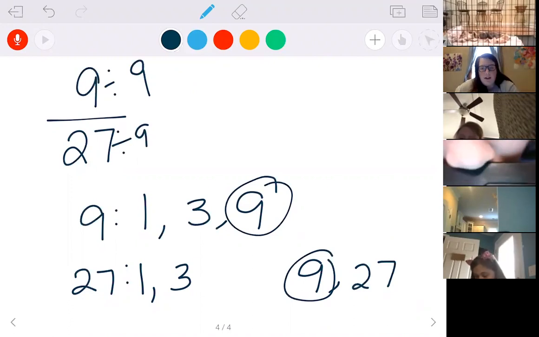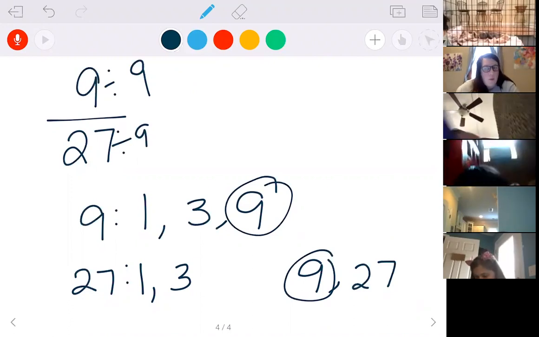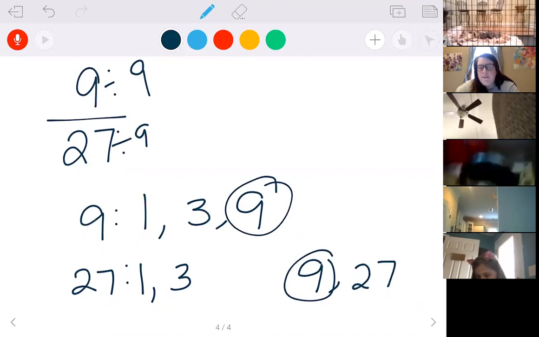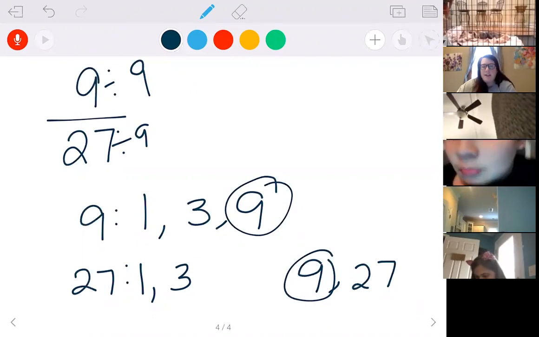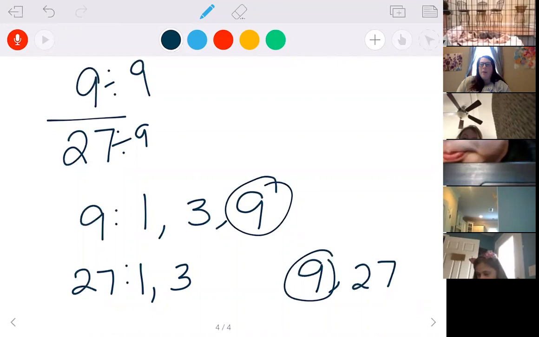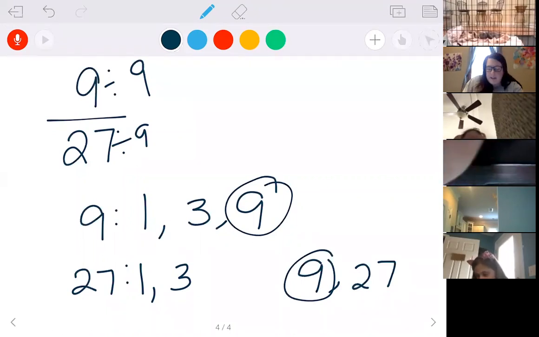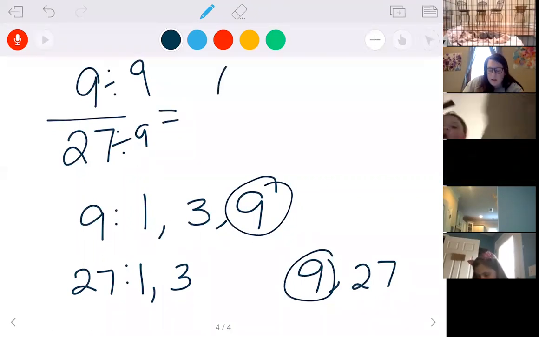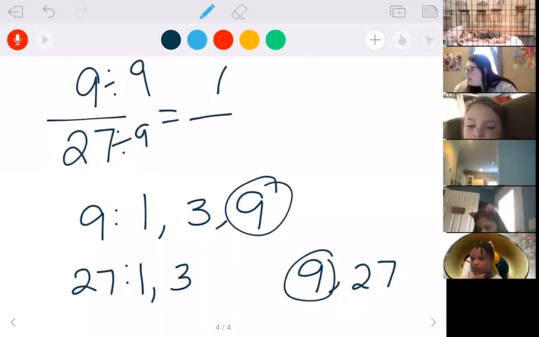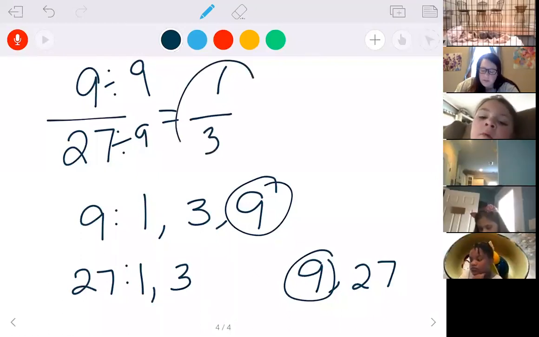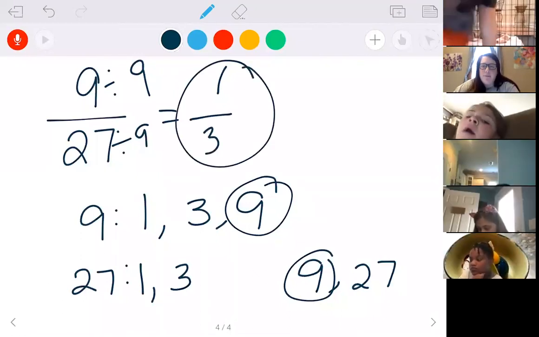Now, really important, listen to this. That little trick won't always work. It's just the first thing I try when I look to see what I can divide by. So 9 divided by 9 is 1. 27 divided by 9 is 3. So my reduced fraction is 1/3.